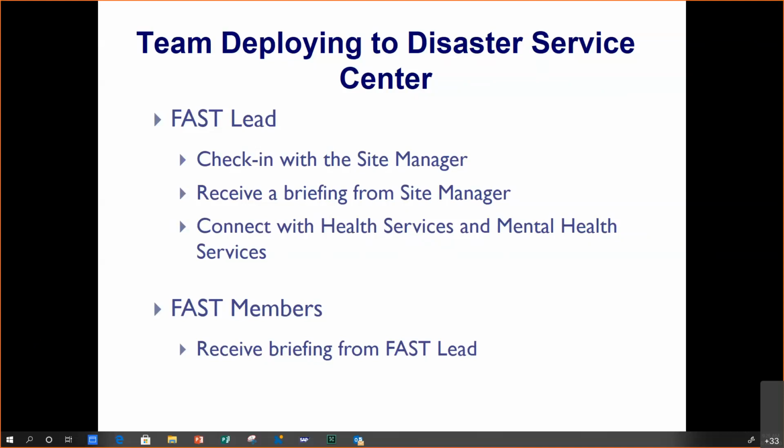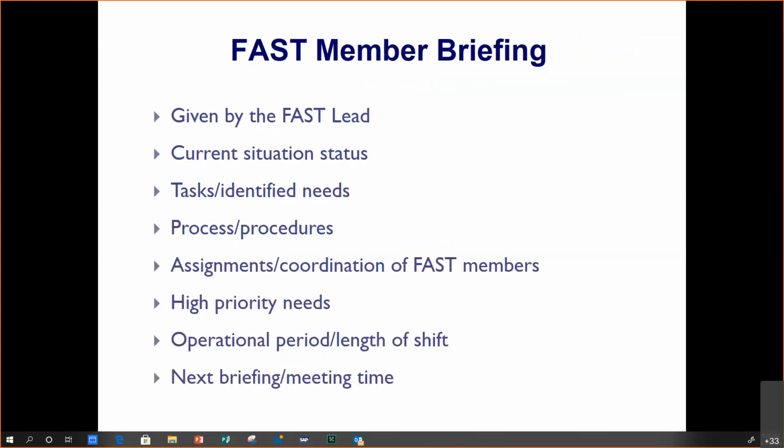Next slide. So the briefing or the meeting, most likely you'll hear it often called the briefing. A lot of times you'll have these briefings at the beginning and at the end of a shift. Usually they're pretty brief. They're just a quick overview of some information that you'll need to start. They're always given by the FAST lead.